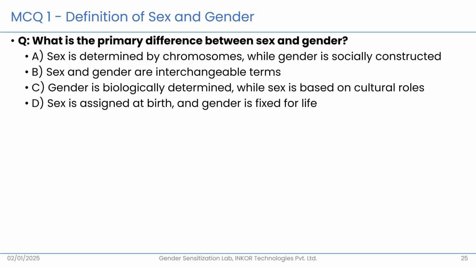Let's begin with a question. What is the primary difference between sex and gender? Your options are: A. Sex is determined by chromosomes, while gender is socially constructed. B. Sex and gender are interchangeable terms. C. Gender is biologically determined, while sex is based on cultural roles. D. Sex is assigned at birth, and gender is fixed for life. Take a moment to think about it.